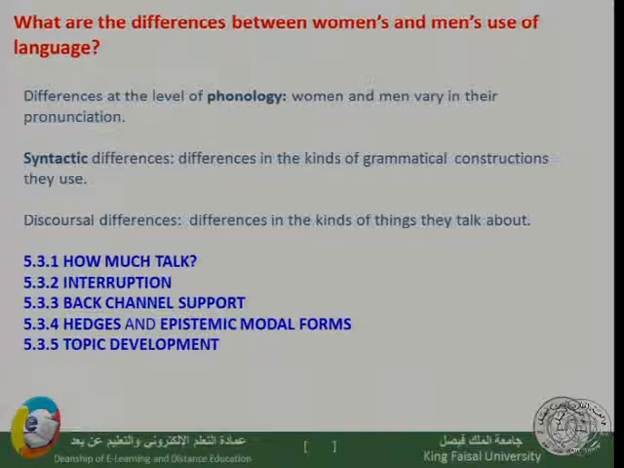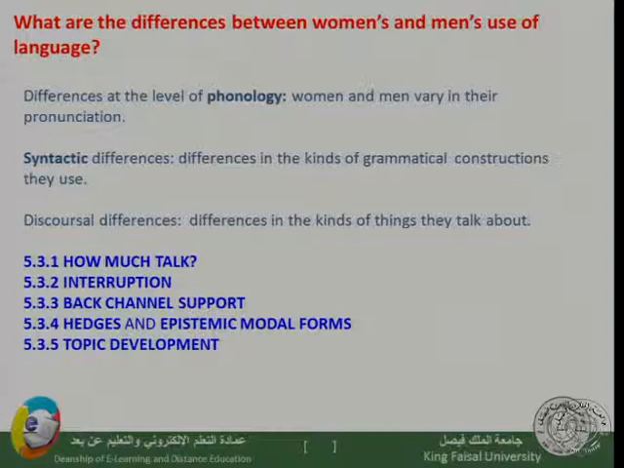Usually men use certain types of structure while women use another. So there is a phonological or pronunciation difference, and there is a syntactic or grammatical difference. We are in fact not interested in those two types of differences, but we are interested in number 3, which is the discoursal difference, which is the difference in the kind of things that they talk about. To discuss the discoursal difference, we will consider how much women talk.